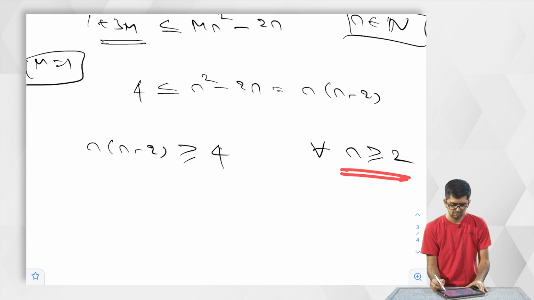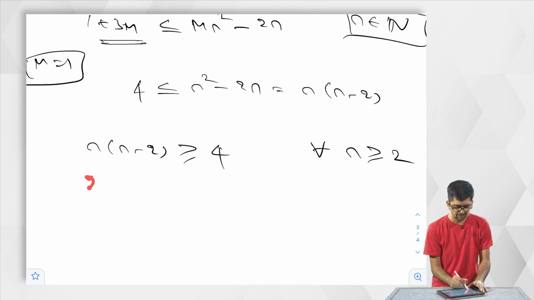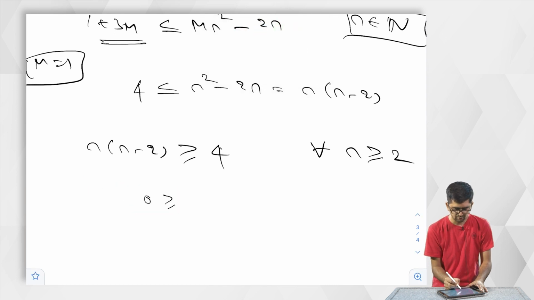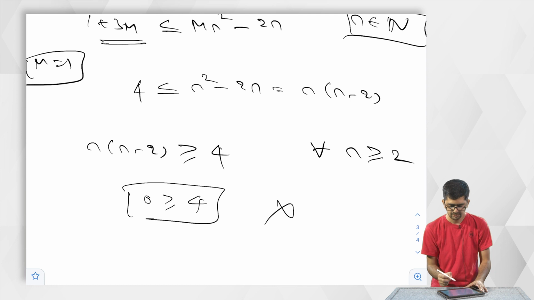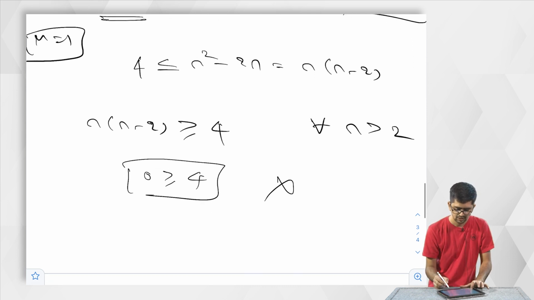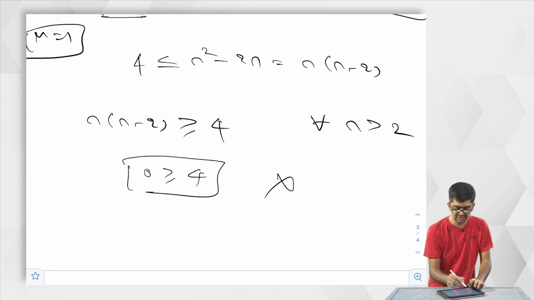Suppose n is equal to 2, then we have 2 times 2 minus 2, this is 0, so 0 is greater than or equal to 4, this is wrong. But suppose we rule out the case n equal to 2, then what happens? Then we have to take n equal to 3.